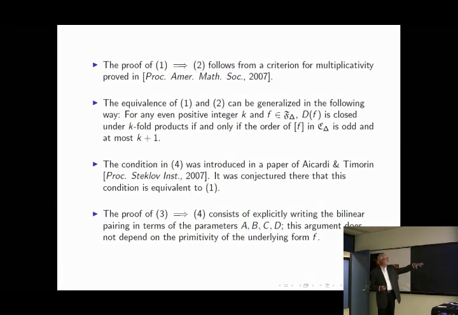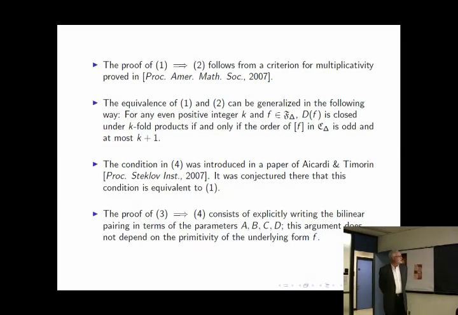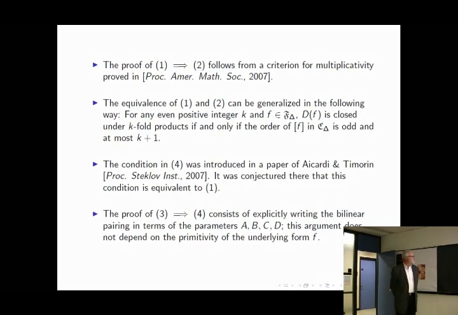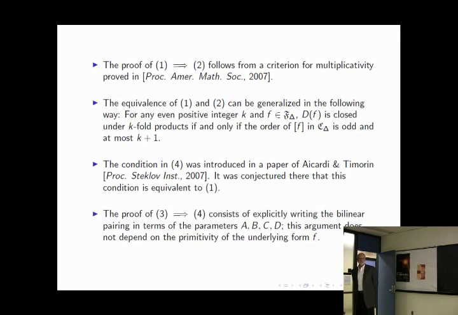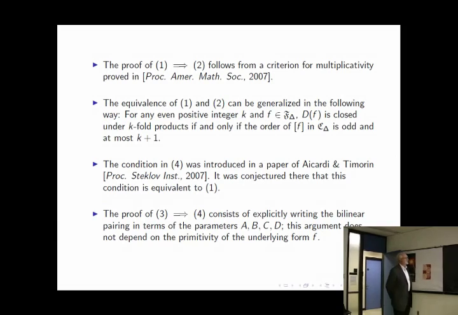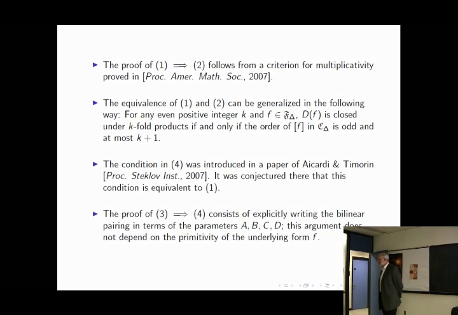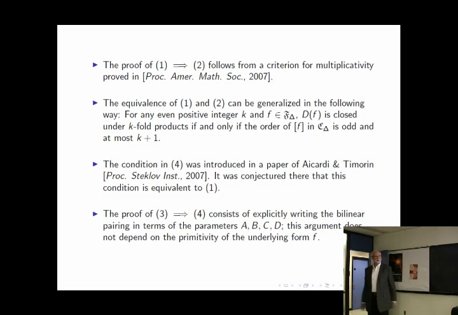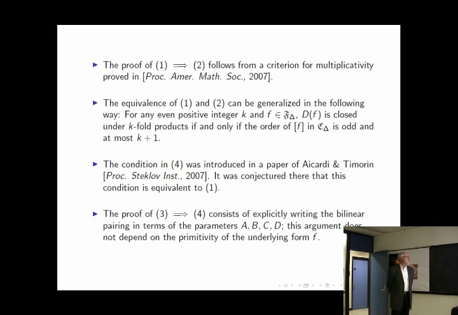Anyway, the condition, that fourth one, was actually introduced in a paper by Icardi and Timmerin. There was a volume of the proceedings of the Steklov Institute that was dedicated to Arnold's 70th birthday in 2007, and there's actually a very interesting article by Icardi and Timmerin where they study that condition, and they're actually able to characterize all the circumstances under which you have one of those bilinear pairings that gives rise to a multiplicative formula of that kind. And they conjecture in their paper that this is in fact equivalent to condition number 1.